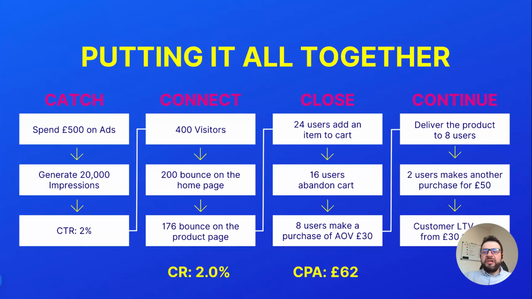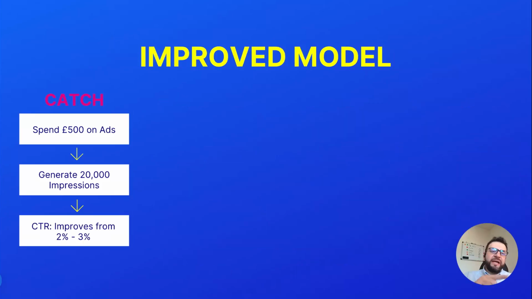And we've got now a click-through rate of 2%, but the cost per acquisition in this example is £62. So still too high, £62 versus a lifetime value of 43. It's not working out, right? So what we've seen here is an example that's not working. So what we want to do is go back and say, what can we improve on catch, connect, close, and continue? So what we do is we generate the same amount of impressions.